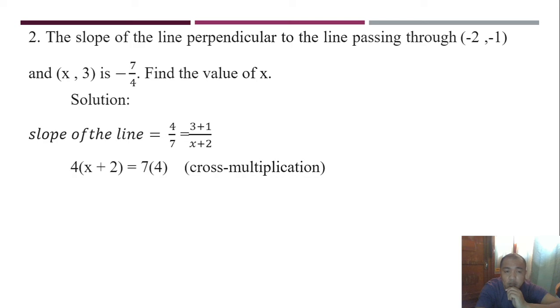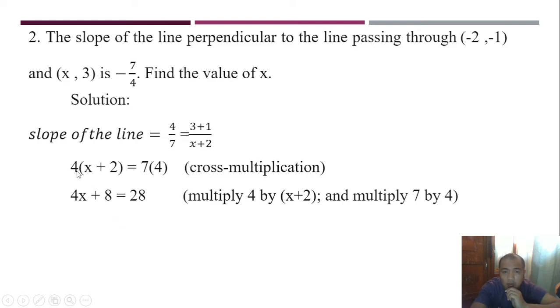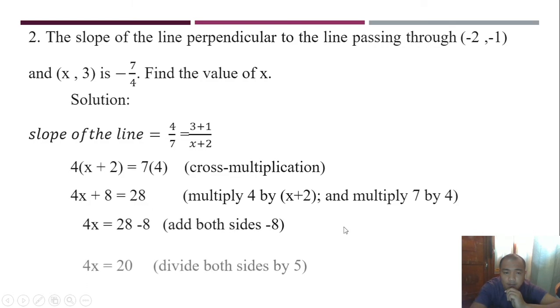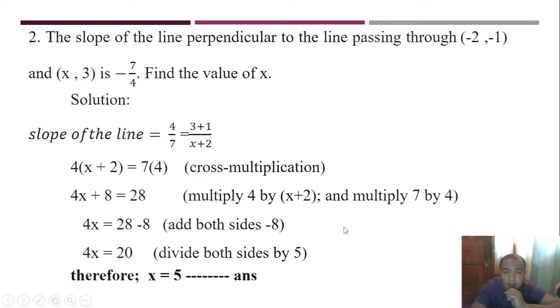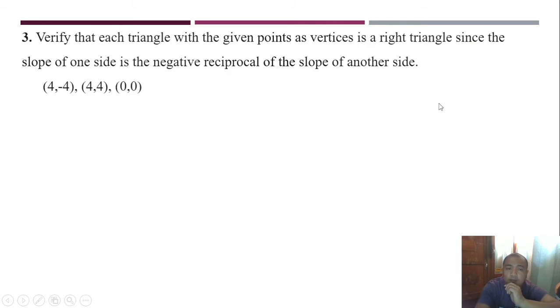So by cross multiplication, 4 times quantity (x plus 2) is equal to 7 times 4. We can now cancel 4, or we can distribute 4 to x plus 2, which is 4x plus 8 equals 28. 28 minus 8 is 20. 20 divided by 4 is 5. So the value of x, the x coordinate here, is 5. So the slope of the line perpendicular to this given line is negative 7 over 4.